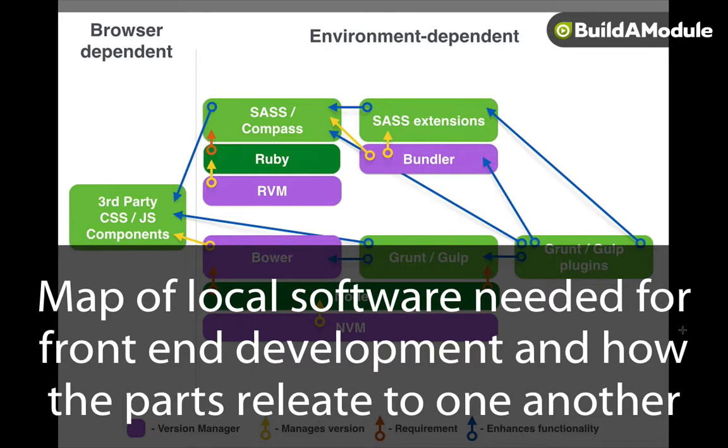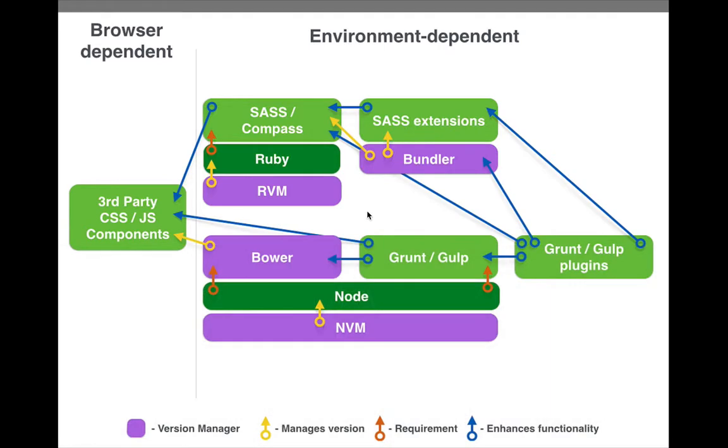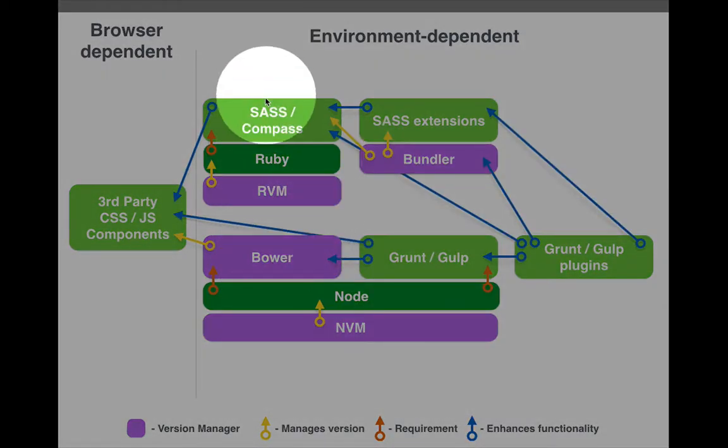I've put together a visualization of the tools that we'll end up using, including ones we've already started using, like Bower, SAS, and SAS extensions. Now eventually we're going to add 2 additional tools. Pretty soon, we're going to start using Bundler, and eventually we'll add in Grunt and Gulp.